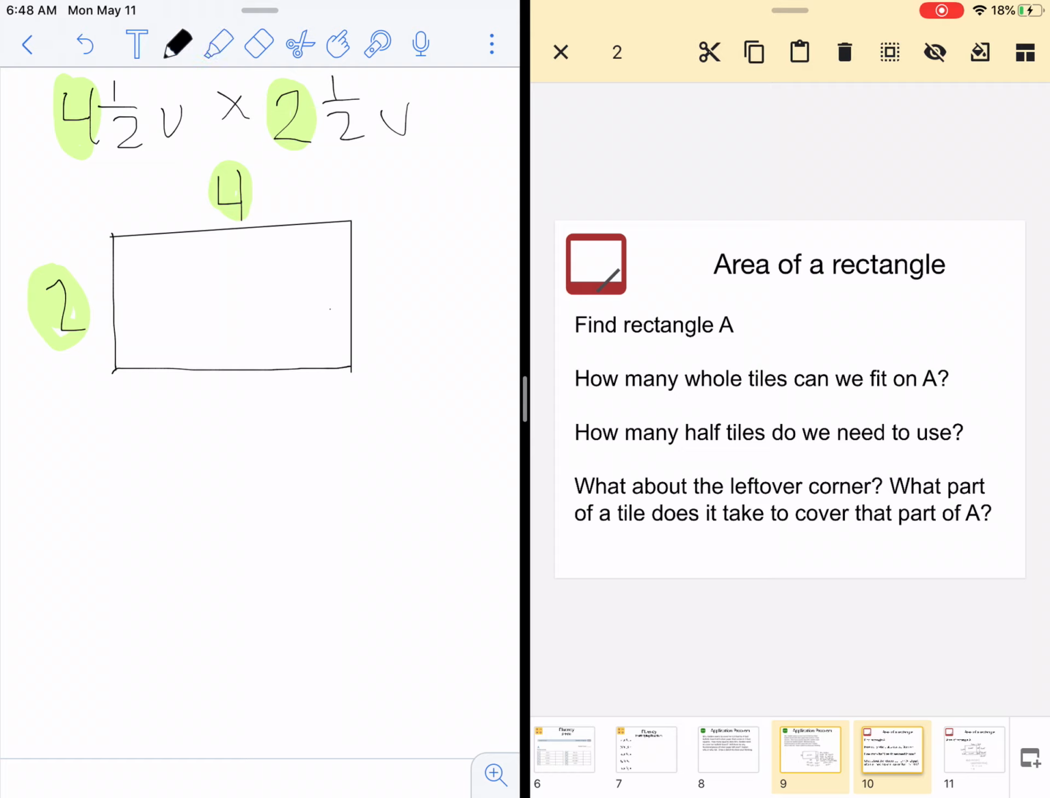Okay, and then we have a half unit here and a half unit on this side. So this is our 1/2, and this is 1/2. So now when we make this new rectangle with our added half units, it's going to look something like this.